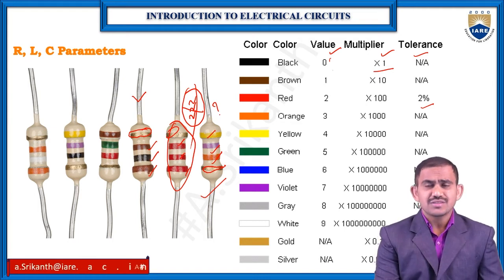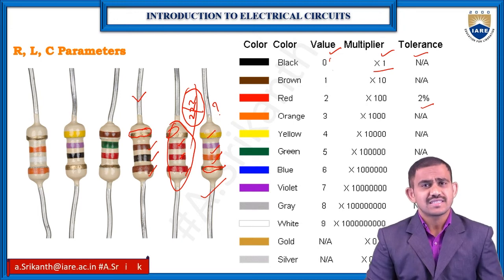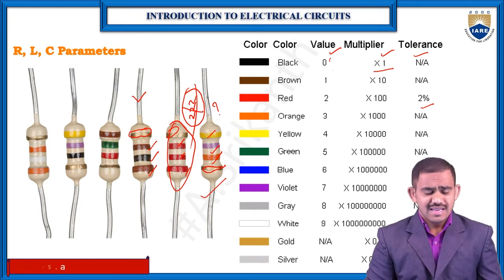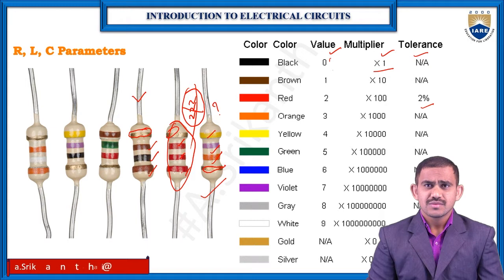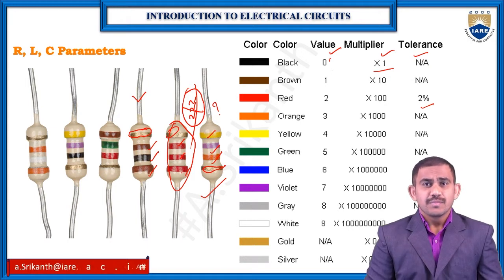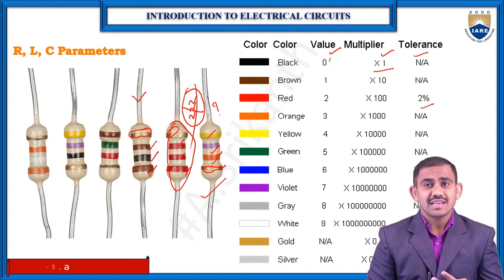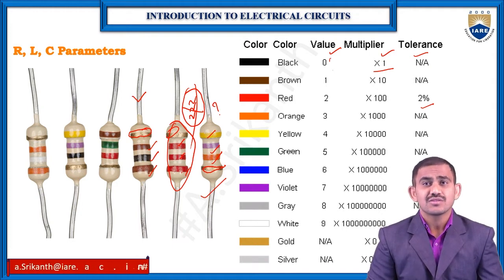Here we have only 1, 2, 3, so these are 3 band color resistors, with one tolerance band also. But if you have 2 bands, 3 bands, 4 bands, 5 bands, 6 bands, then how will you measure those resistor values? For that we have some steps.